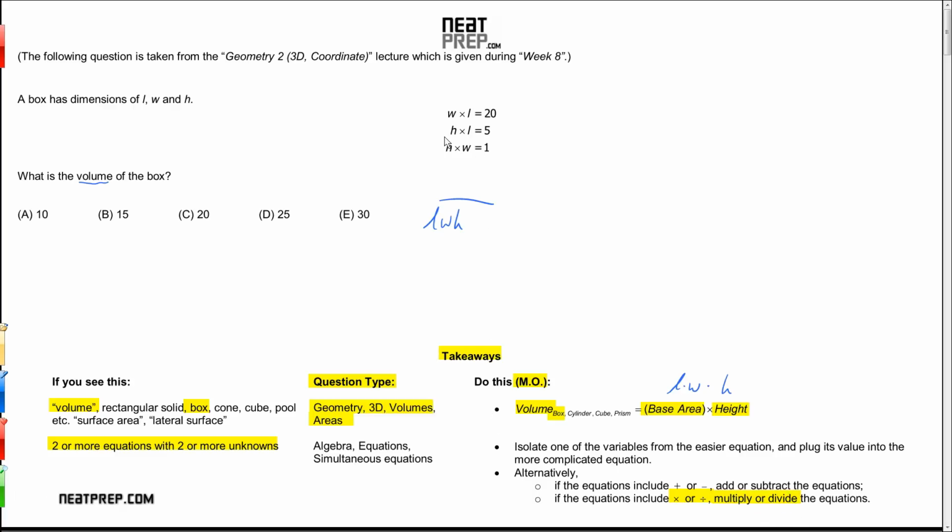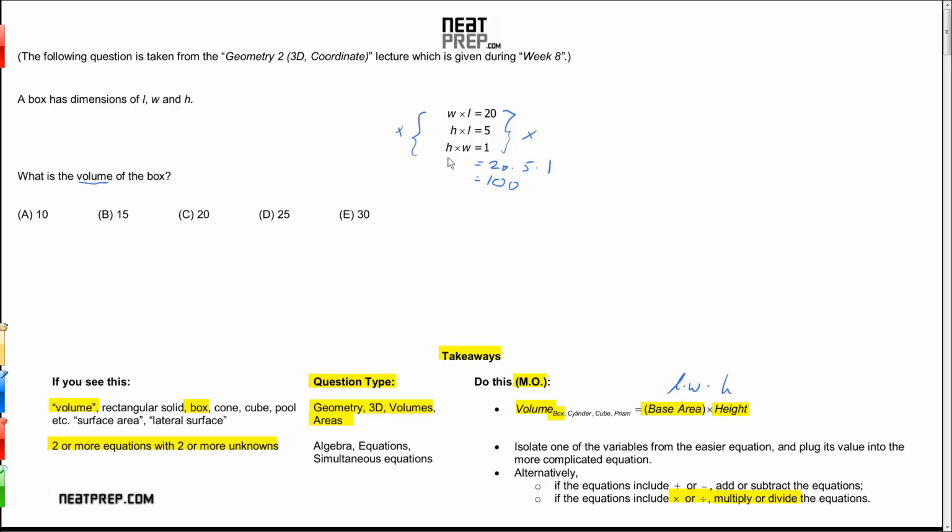So take a look here. You have three equations and they include multiplication. So it makes more sense to either multiply or divide the equations themselves. Now, how do you go about doing that? First of all, let's indicate that we're going to multiply all three of those, both sides, of course. So 20 by 5 by 1. So on the right-hand sides, we have 100. What happens on the left-hand sides?